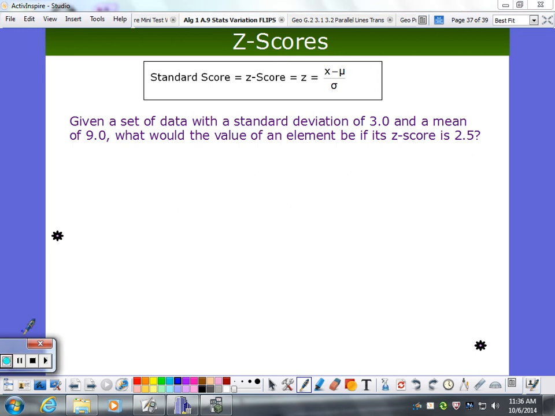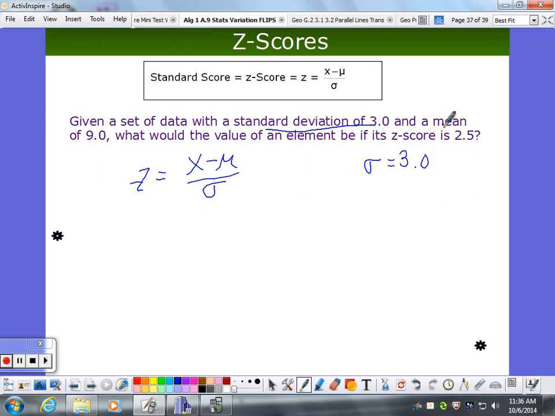Never mind. We're going to do this example. Given a set of data with a standard deviation of 3 and a mean of 9, what would the value of an element be? So just watch this. We know this formula. Your data value minus the mean over standard deviation gives you your z-score. What are they giving you? They're giving you the standard deviation of 3. The mean is 9. And the z-score is 2.5.